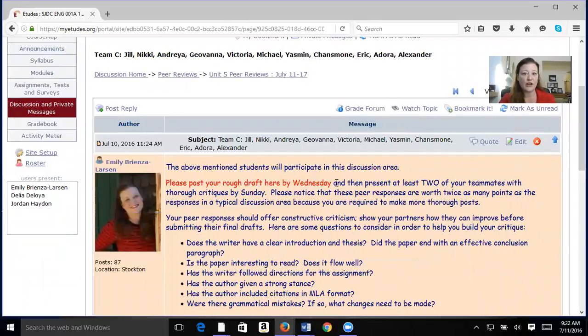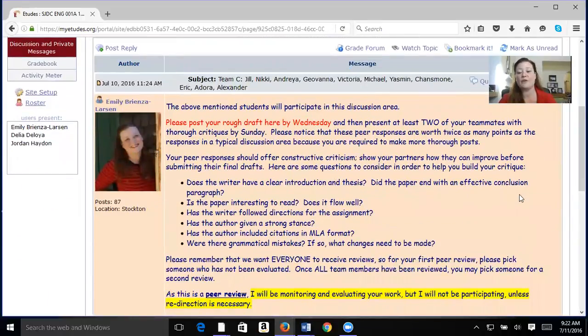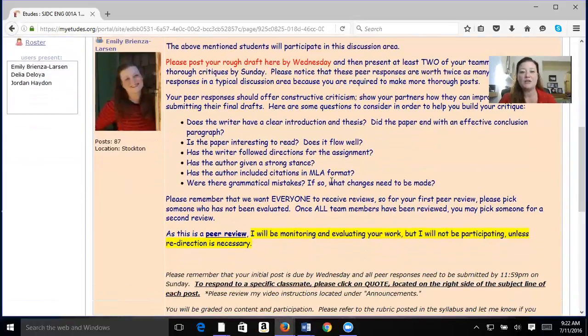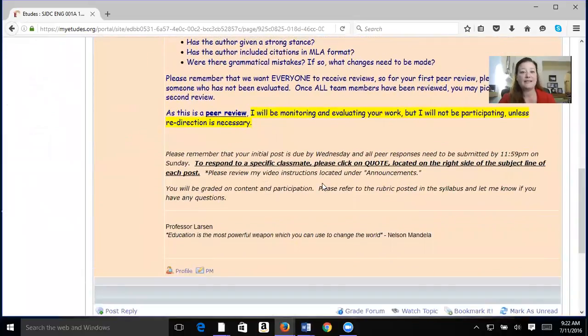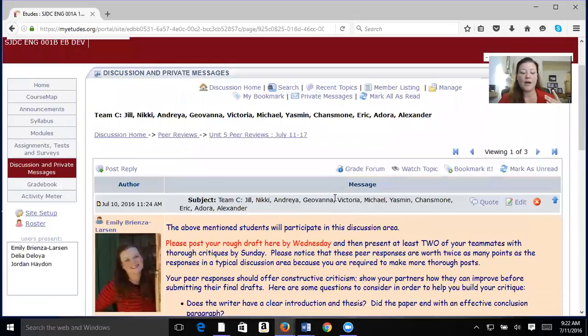You're posting your rough draft by Wednesday of your final term paper. This is not the journal response tonight. This is your rough draft term paper. You'll submit it here, and then by Sunday, you are going to critique your classmates. So point out revisions, give them suggestions for improvement, take a look at their citation styles. And again, this is peer-led, this is student-led. I don't participate in the peer reviews, but I do watch and monitor and make sure you're on the right track.